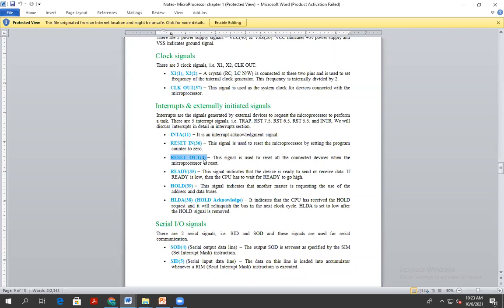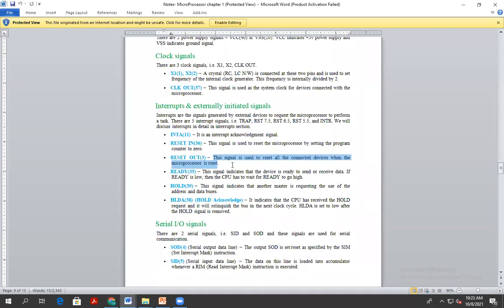That's what we have to use reset out for. Always it is only happening after the reset in. That's what I have to mention. This signal is used to reset all the connected devices when the microprocessor is reset. That's what I have to use as this sentence clearly.